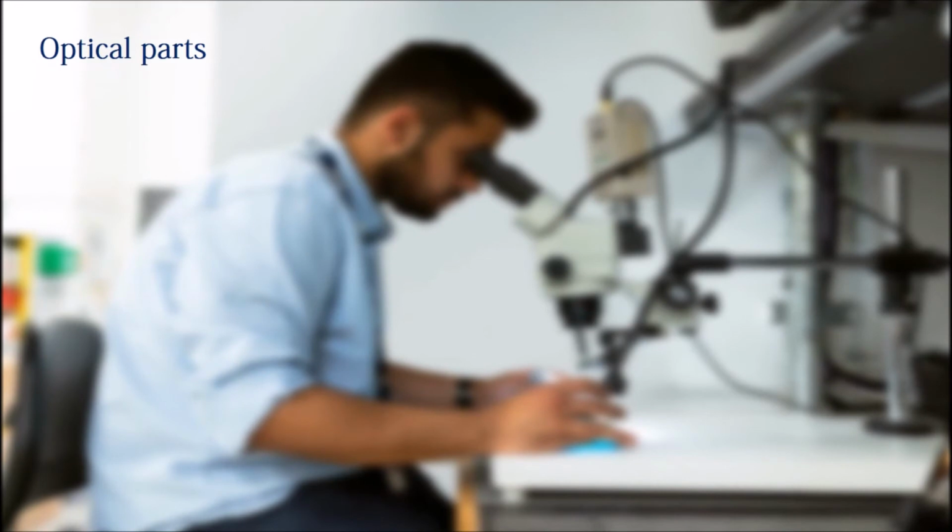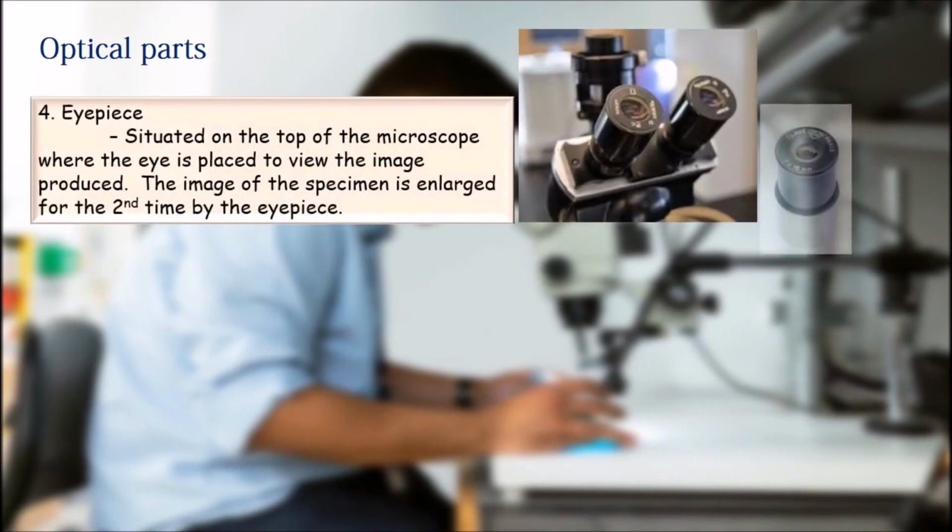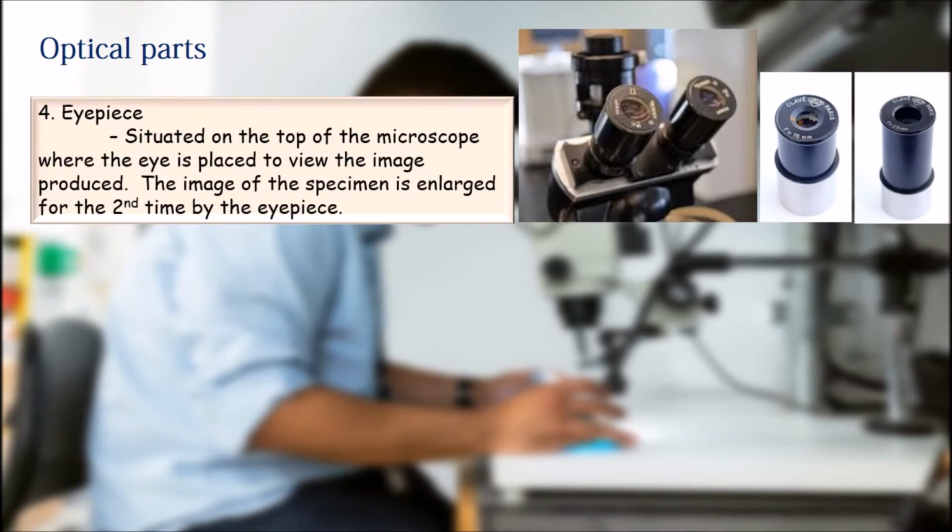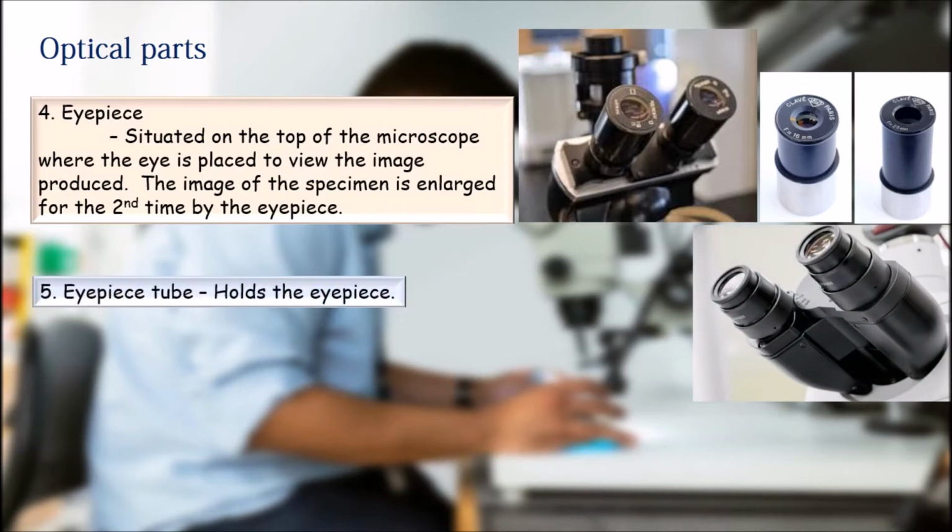Optical parts. Eyepiece. It is situated at the top of the microscope where the eye is placed. We look through the eyepiece to see the image. The specimen is enlarged for the second time by the eyepiece. Eyepiece tube. It holds the eyepiece.